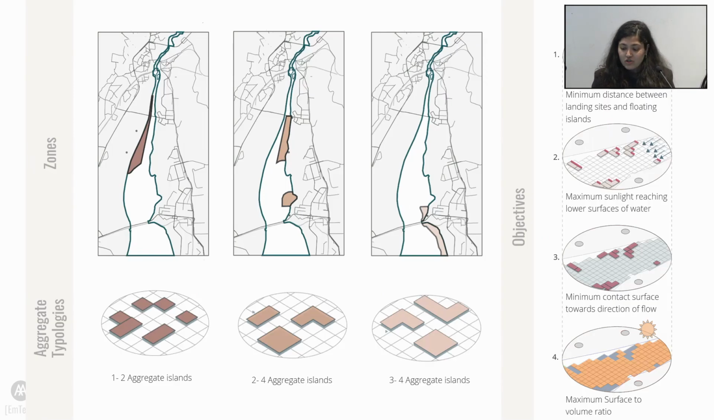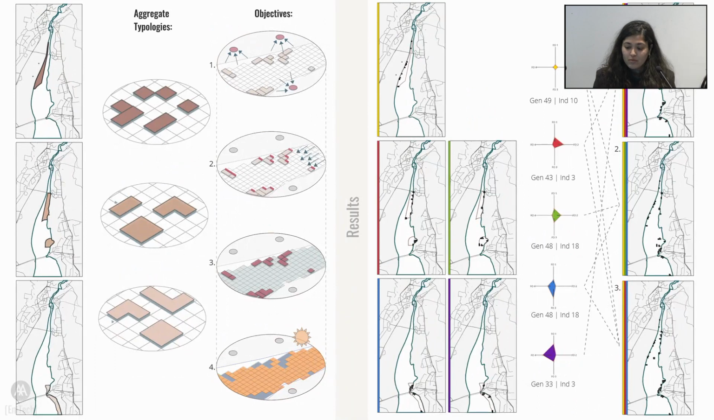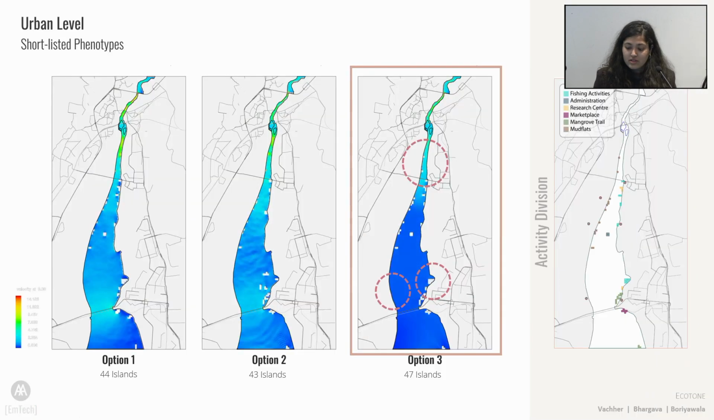Multi-objective optimizations were carried out on a grid of 120 by 120 in each zone individually, considering various factors. The optimum results were then matched in different permutations to give the required number of platforms. The results were then analyzed, and it was found that the third phenotype had the highest velocity and number of islands and thus was more suitable.